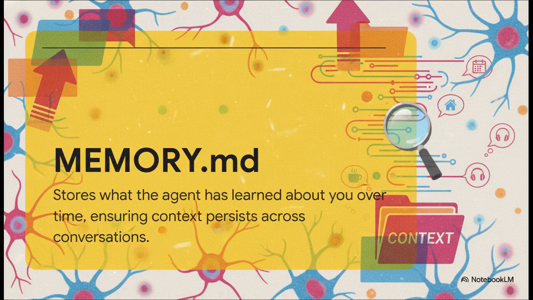And last but definitely not least is memory.md. This is the curated long-term memory, and it's a huge deal. It's where the AI keeps all the important stuff it learns about you, making sure that context carries over from one shot to the next. This is what stops you from having to repeat yourself over and over again.